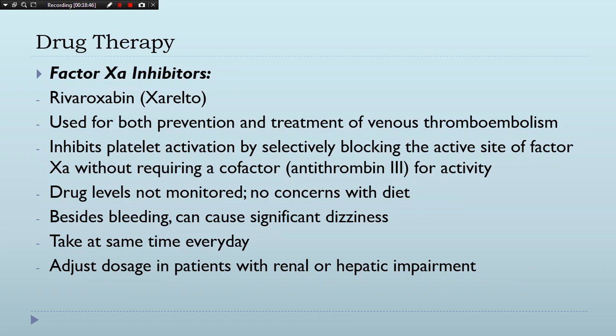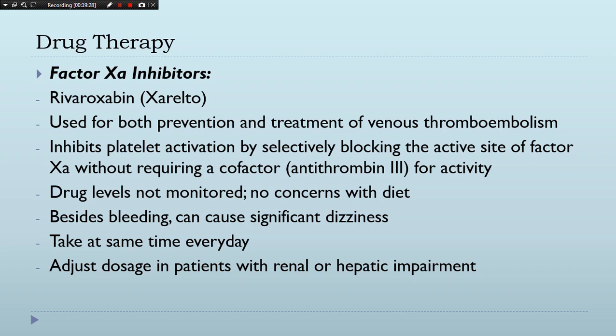Another medication that we might use as an anticoagulant is a factor Xa inhibitor known as Xarelto, and this is a by-mouth medication. It's going to be used for both the prevention and treatment of venous thromboembolisms, or emboli. It's going to inhibit clotting by selectively blocking the active site of factor Xa without requiring a cofactor for activity. The good thing about Xarelto is that there are no drug levels that need to be monitored, and there are no interactions with foods. So patients can eat what they want, and they don't have to have blood levels monitored.